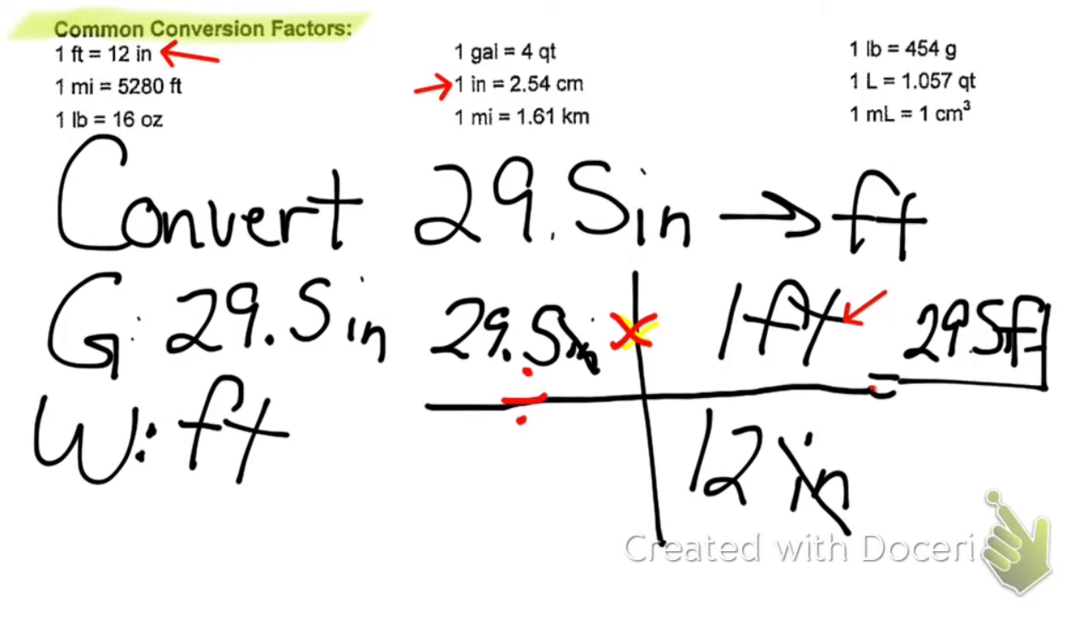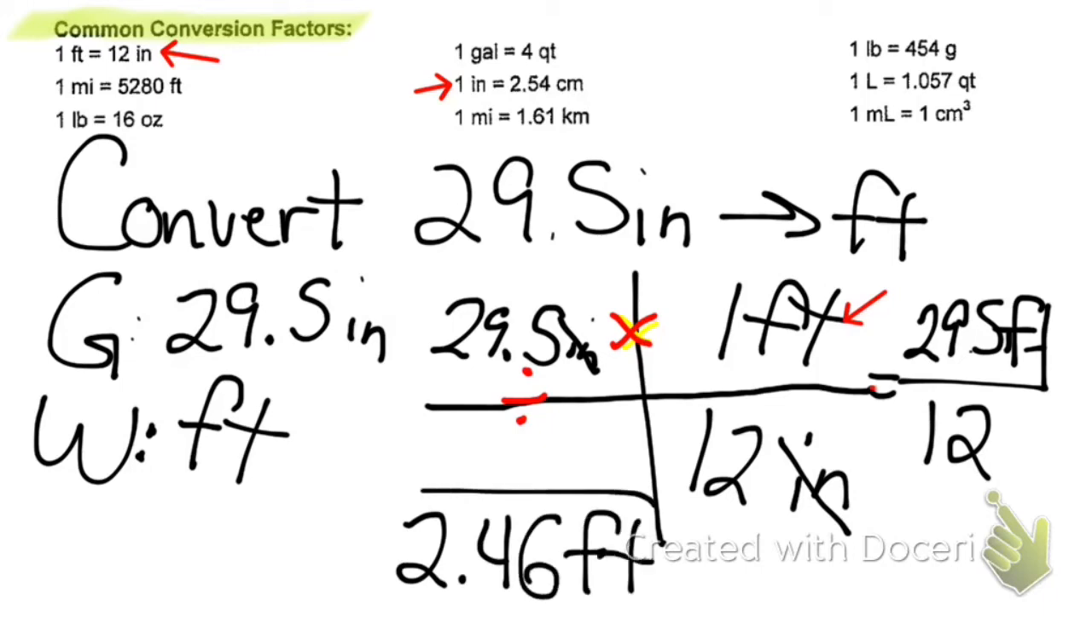And then on bottom, what do we have? 12. Do we have any units with it? No, because we crossed out those, so it's just 12. So we have 29.5 divided by 12. Plug those in, and we get 2.46 feet. Box our answers.